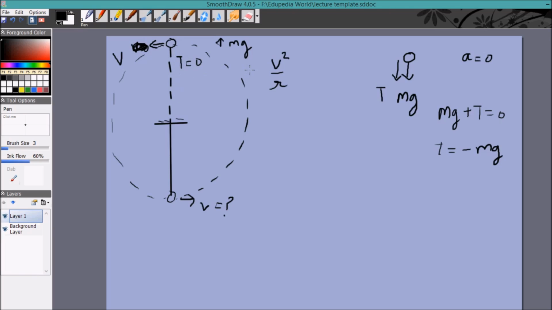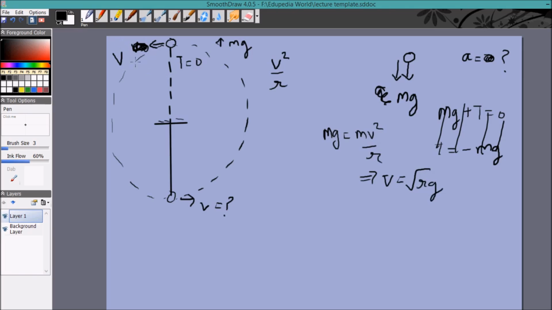What will be the value of the speed if T is 0? So then we need to find out the acceleration. Right? And T is 0. If T is 0, these don't apply, and we get mg is equal to mv squared by r, which gives me v equals root rg. So at this point the speed is not 0, it is root rg.